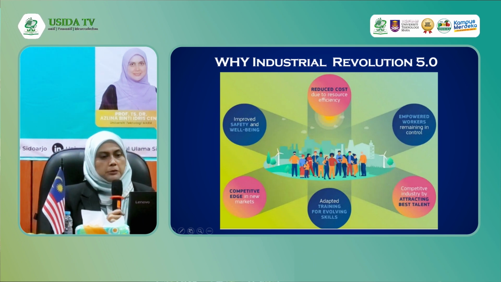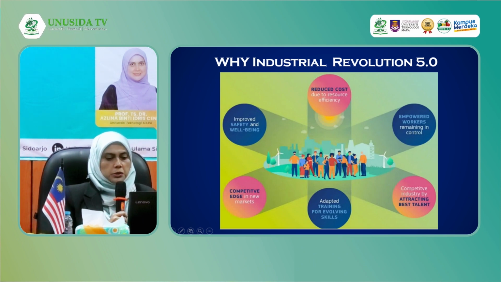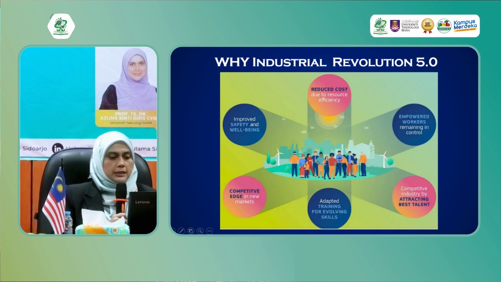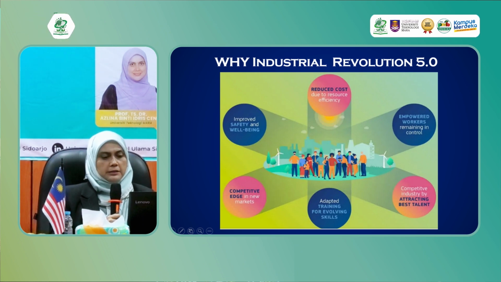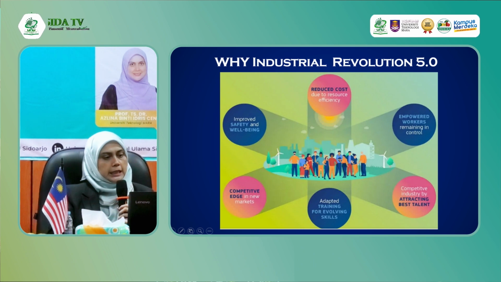Empowered workers remain in control, and the industry becomes competitive by attracting the best talent, with adapted training for evolving skills, competitiveness in new markets, and improved safety and well-being. So you can see that by using Industry Revolution 5.0, we can reduce cost, empower workers, build competitive industries by attracting the best talent, and improve safety and well-being.